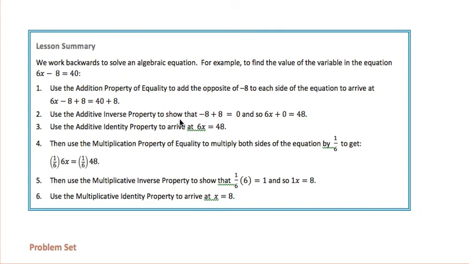We use the additive inverse property to show that negative 8 plus 8 equals 0. And so 6x plus 0 equals 48. Then we use the additive identity property to arrive at 6x equals 48. Then use the multiplication property of equality to multiply both sides of the equation by 1/6. Then use the multiplicative inverse property to show that 1/6 times 6 equals 1, and so 1 times x equals 8. And then use the multiplicative identity property to arrive at x equals 8.